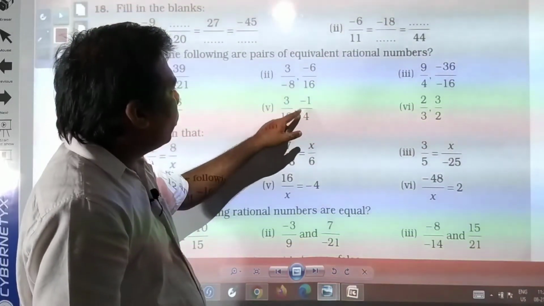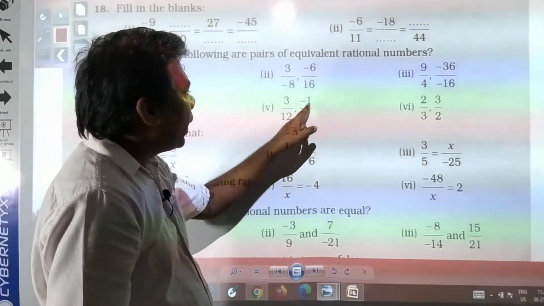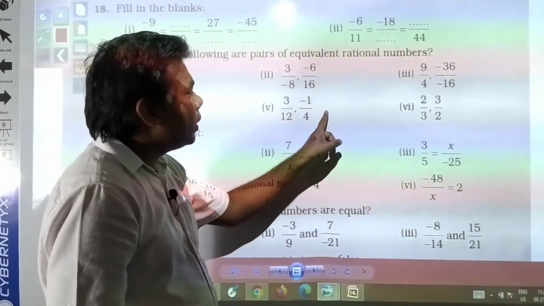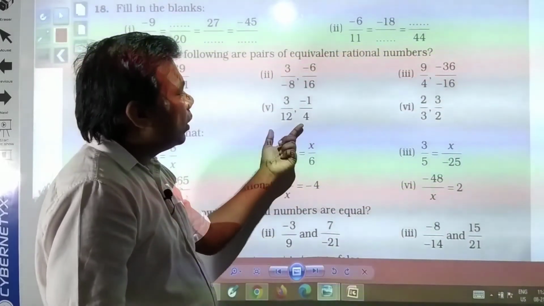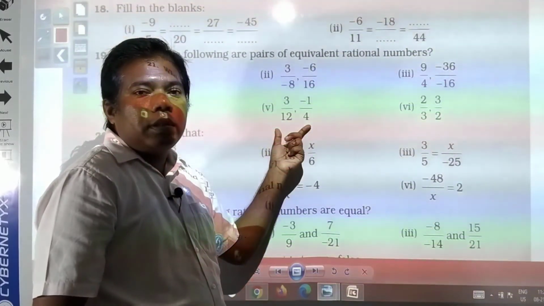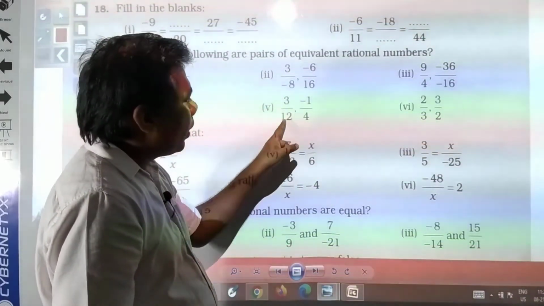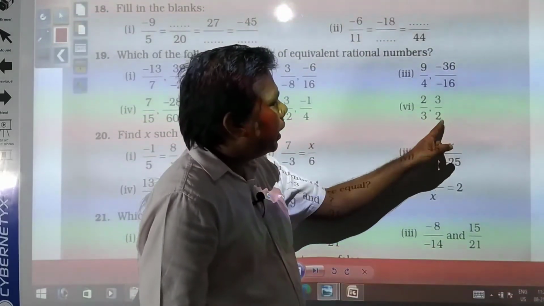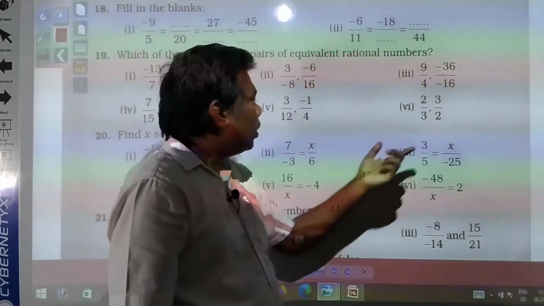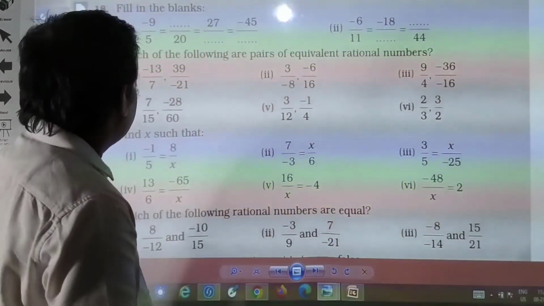Here you see 4 × 3 is 12, but here what it is coming, 12 into minus 1, minus 12. So minus 12 is not equal to 12, and that's why these are not equivalent rational numbers, because here you will get minus 12 and here you will get plus 12. Here you see 3 × 3 is 9 and 2 × 2 is 4, not equal. In the same way you need to find out for other numbers also and check.